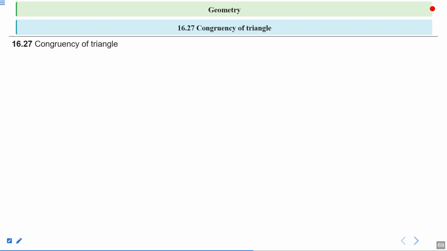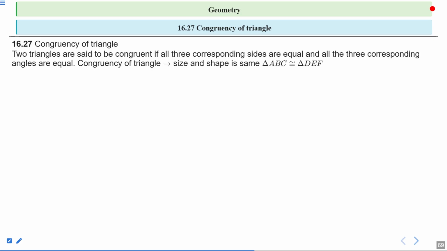Congruency of triangles. Two triangles are said to be congruent if all three corresponding sides are equal and all three corresponding angles are equal. Congruency of triangles means size and shape are the same, not just similar. So we can say triangle ABC is congruent to triangle DEF. So this is the formation of the congruent triangles ABC and DEF.